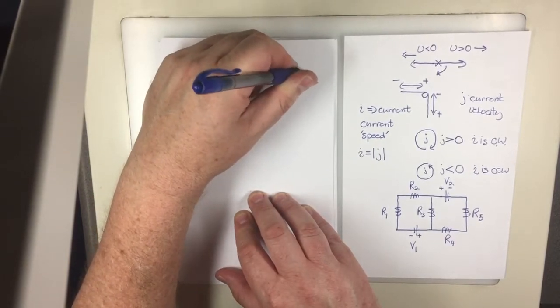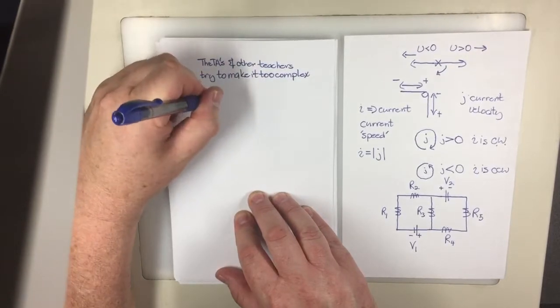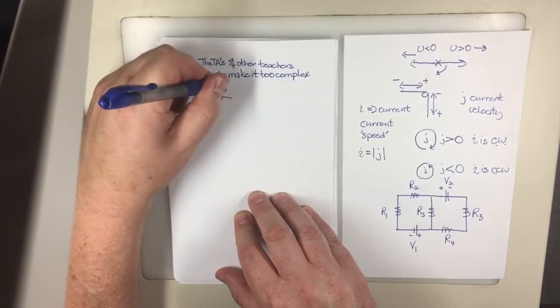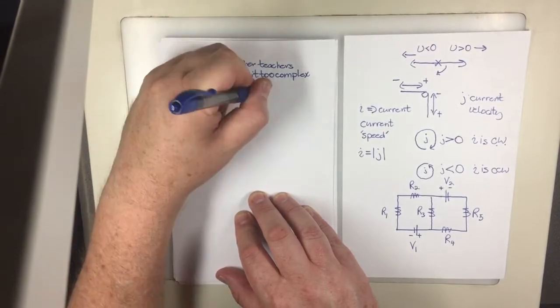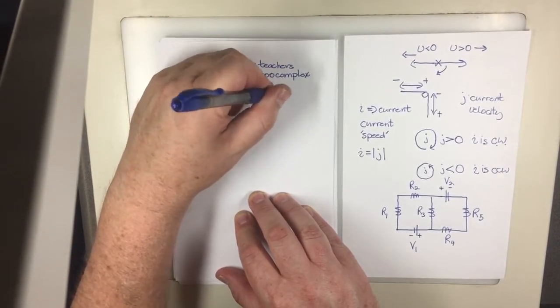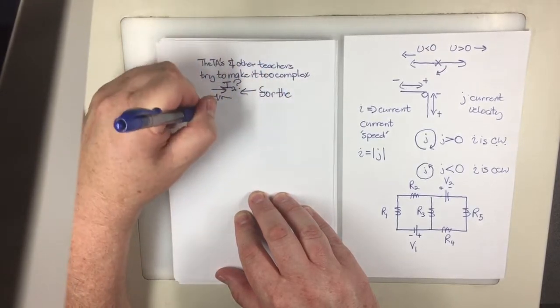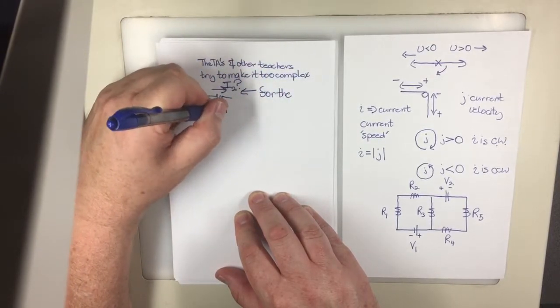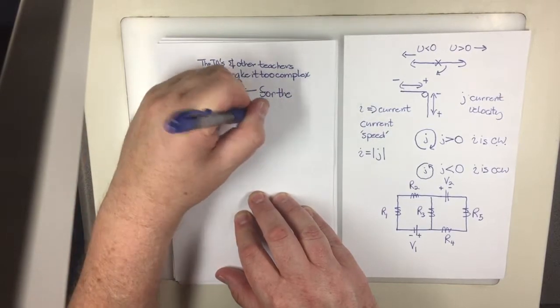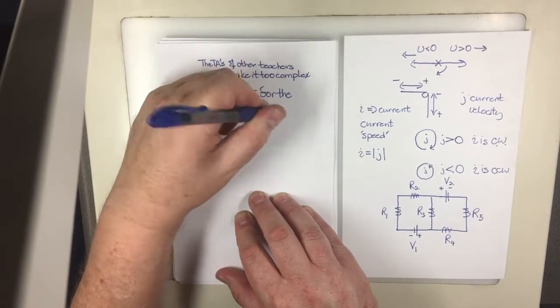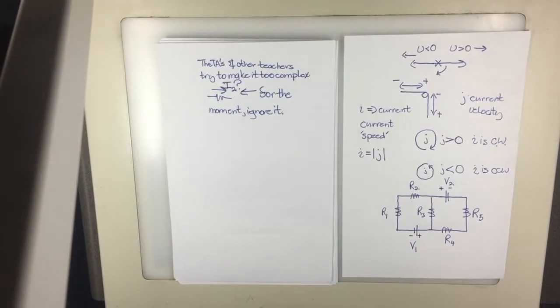And you'll see these weird things, like they want to know what this big I2 is. For the moment, ignore it. You will be given, in fact, I've got the worksheet.